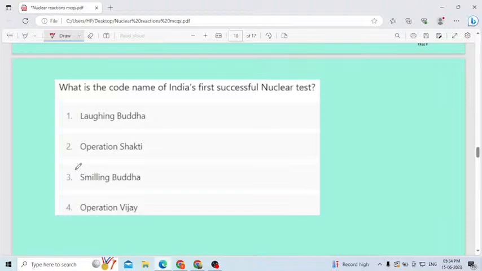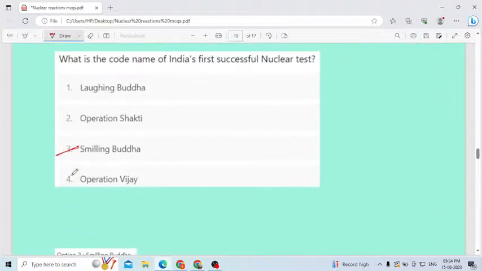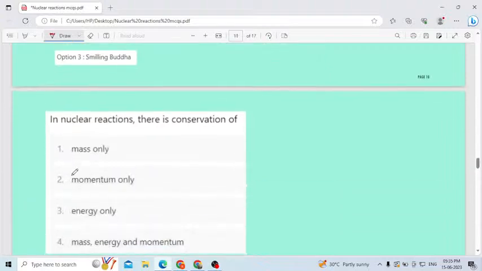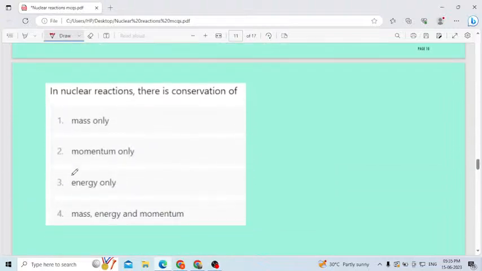Next one, what is the code name of India's first successful nuclear test? First option, Laughing Buddha, second one, Operation Shakti, third one, Smiling Buddha, fourth one, Operation Vijay. Option 3 is the correct answer, Smiling Buddha. Remember, okay? What is the code name of India's first successful nuclear test? Smiling Buddha. Remember, okay?